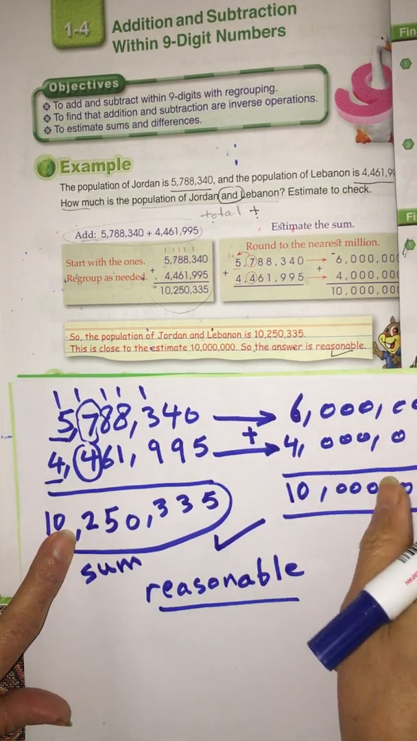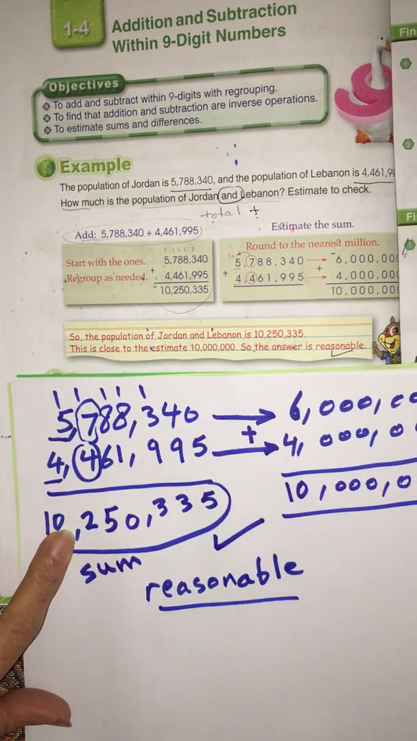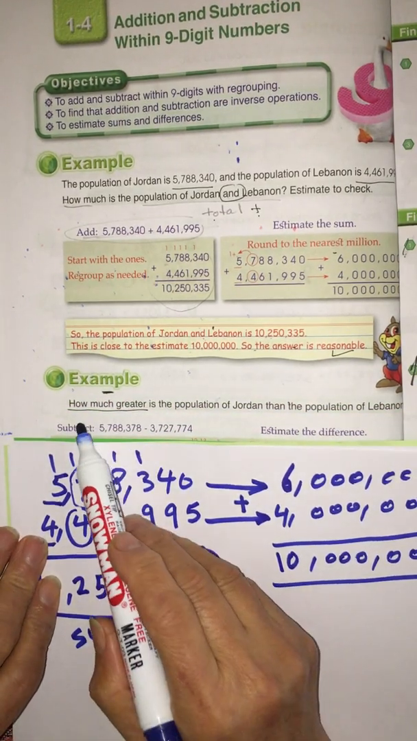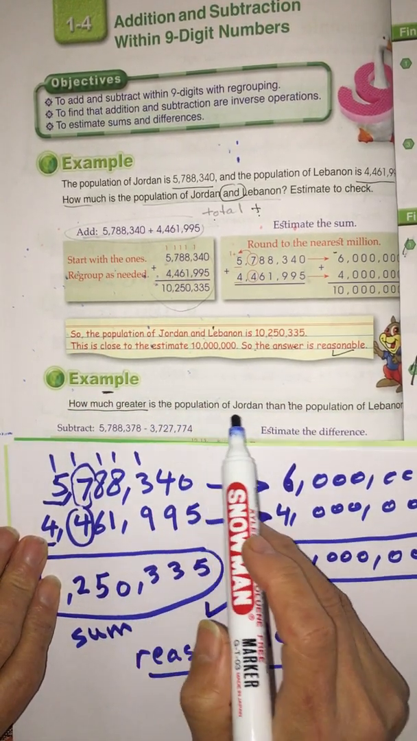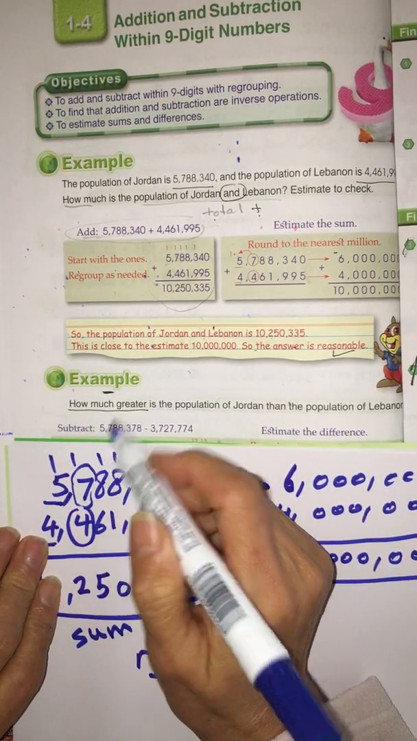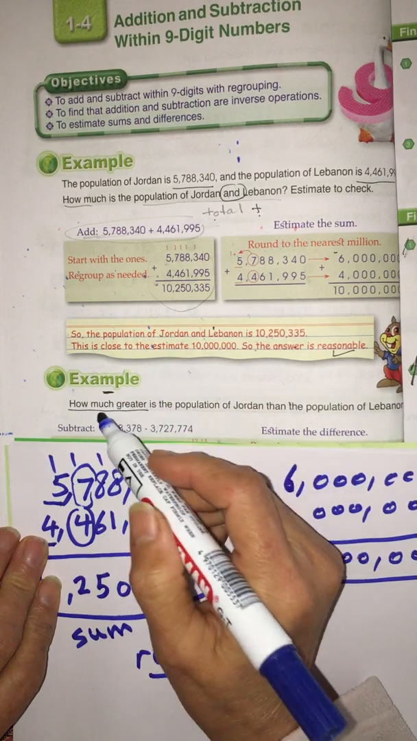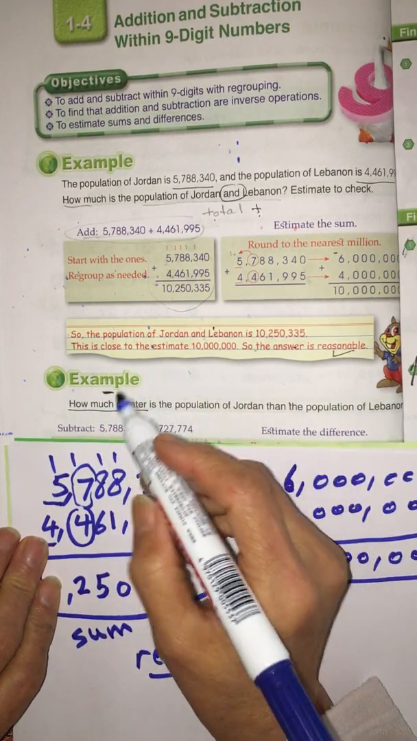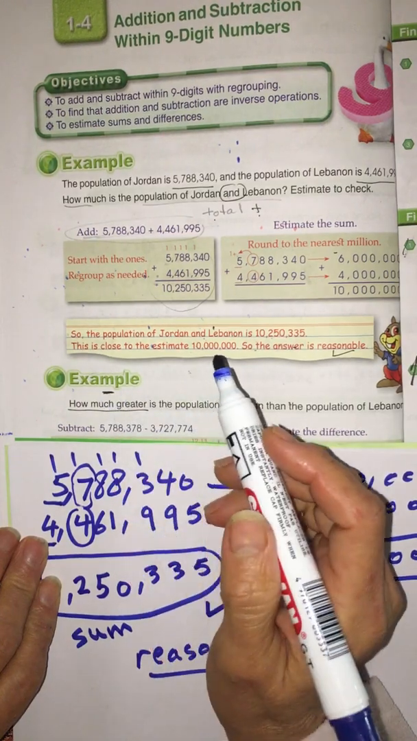Now look, they changed the question. They said for us what? Example 2, they said how much greater is the population of Jordan than the population of Lebanon? If I have a problem solving and they said in the question how much greater or how much less, how much fewer, how many more, it means you need to subtract, minus.